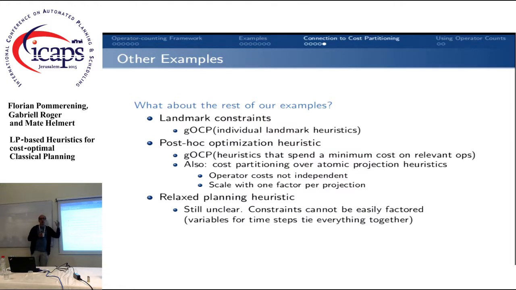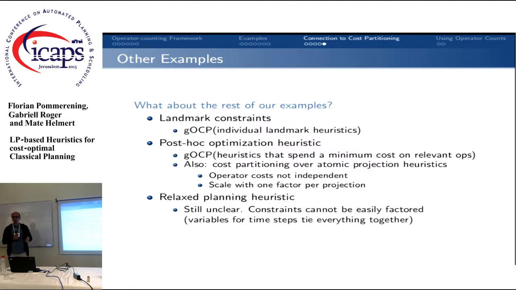So a landmark says, from this set of operators, I need to use at least one. And these heuristics say, from this set of operators, I need to spend at least this amount of cost on them. Also, another result that has nothing to do with the theorem we've just seen is that the post hoc optimization heuristic is a cost partitioning, not necessarily the general optimal cost partitioning, but it's a cost partitioning also over atomic projection heuristics.